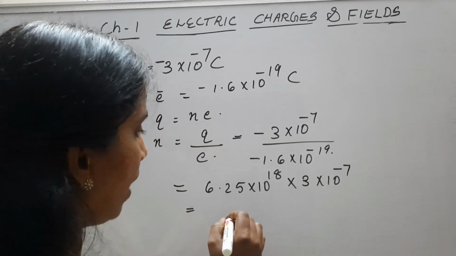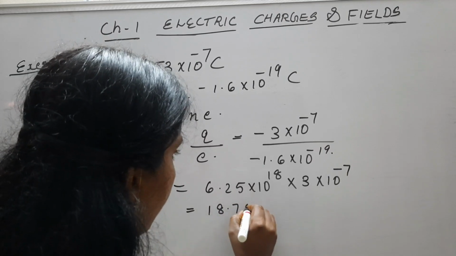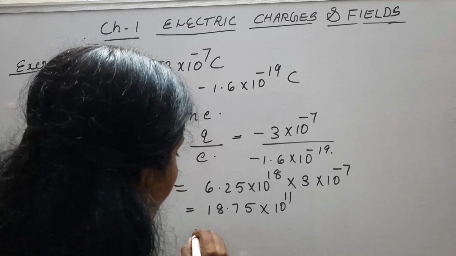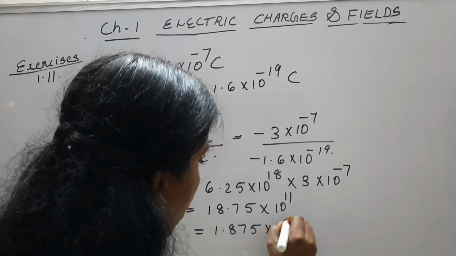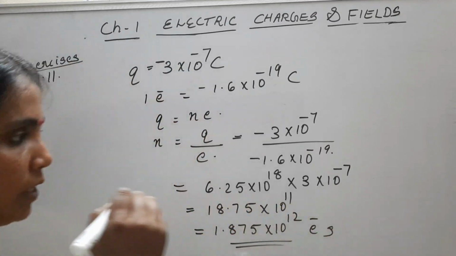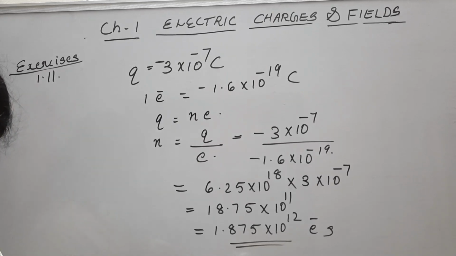So here we have 6.25 into 3, it is 18.75 into 10 raised to 11. Or it is 1.875 into 10 raised to 12 electrons are getting transferred from polythene to wool. So this is the number of electrons which are transferred. So this is the answer to the first question.